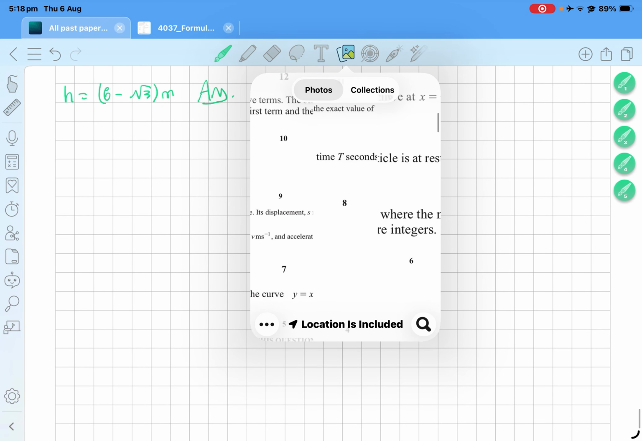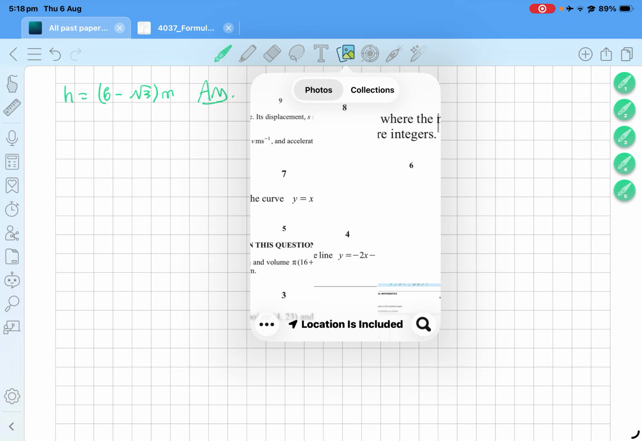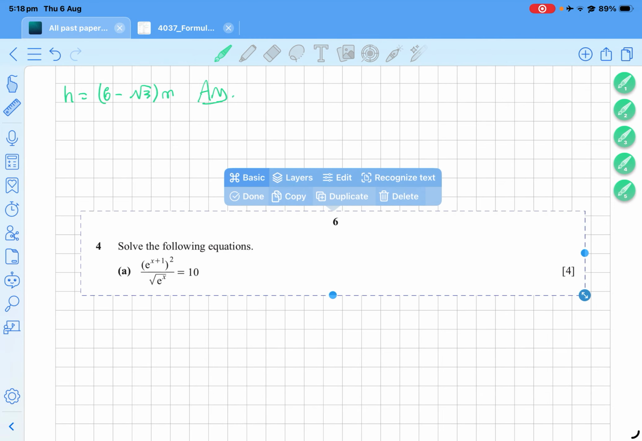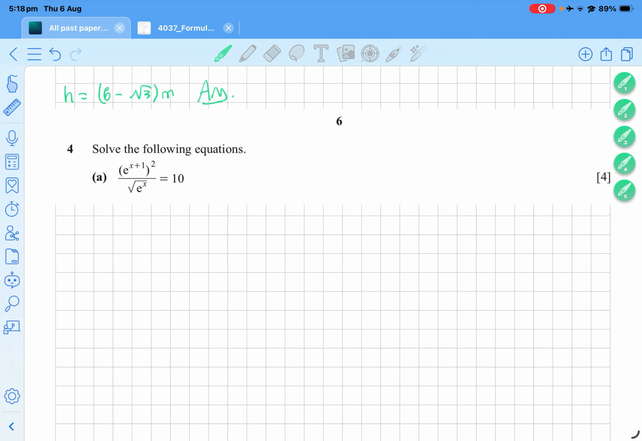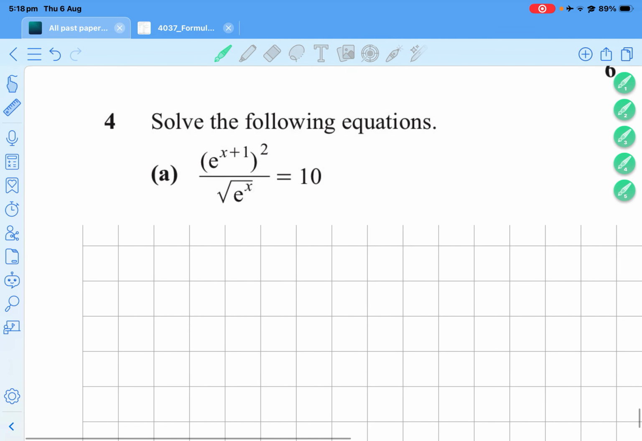Okay, then let's move on to the next question. So for the following equations, we don't have just one but two equations. So how do you do this? First you should remember that a raised by m, whole thing raised by n, can be written as a raised by m times n.